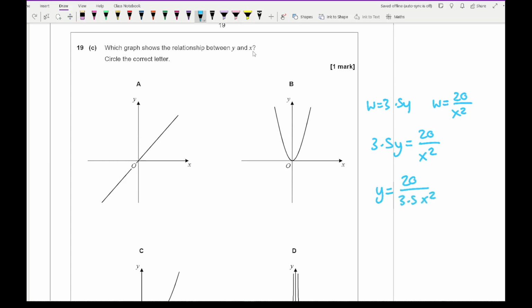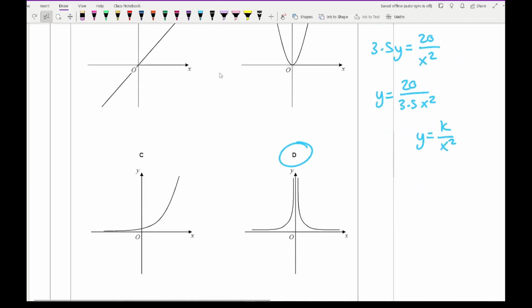3.5x squared. Now basically what I'm looking for is a graph that resembles this. Okay, and which value is that going to give me? Well, it's going to give me the answer of D.